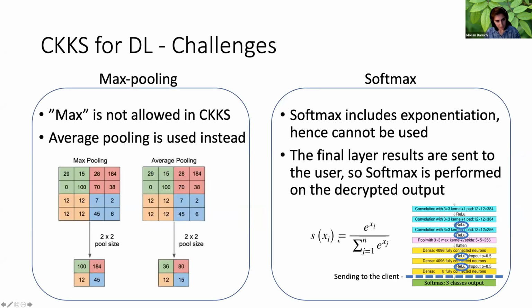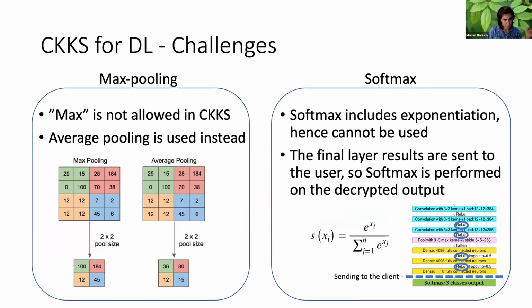Previous work has quite good solutions for max pooling and softmax. Since the max operation is not allowed, as it's like an if condition, we use average pooling instead, and it works quite well. For the softmax, which works on the output layer, it uses exponentials, and we cannot use it in CKKS. Since it works only on the output, we send the logits to the client, and the client in turn decrypts them and performs the softmax by themselves.